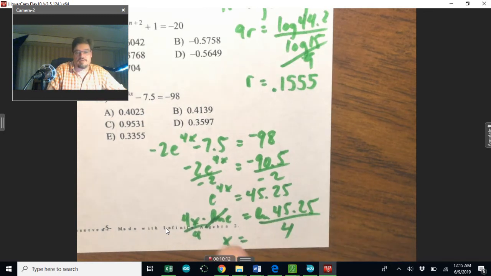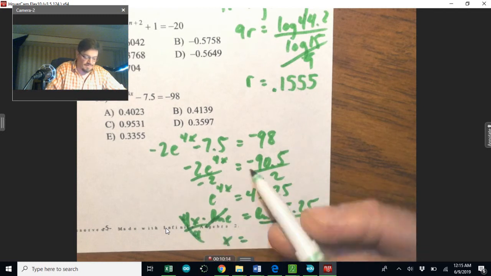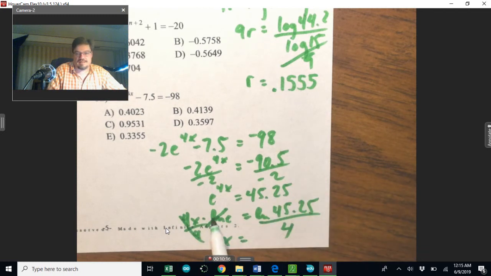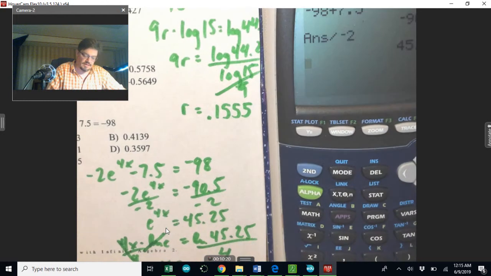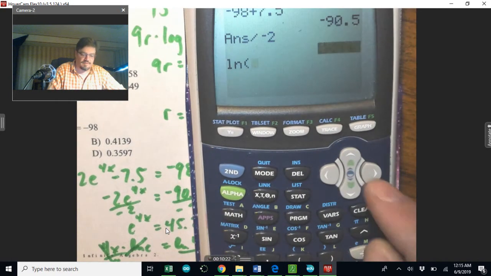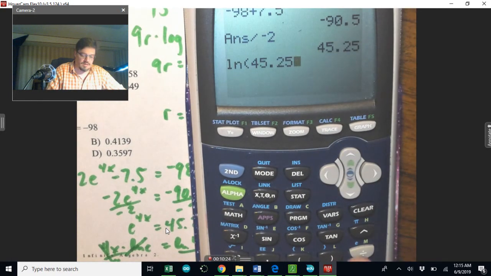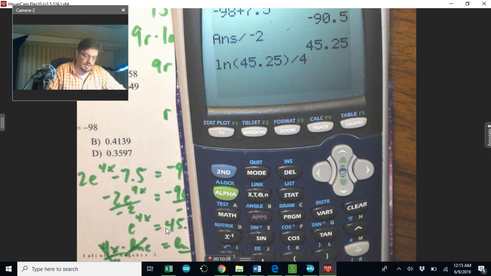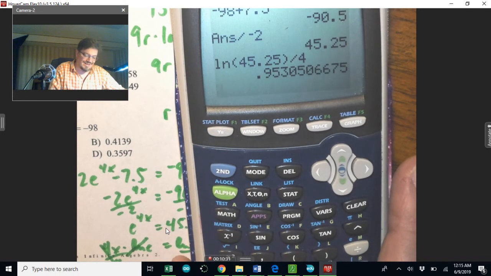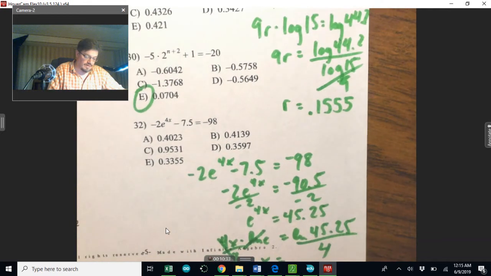Okay? So now I'll get x by itself. The ln of e is just 1, so that is not subtraction, that is multiplication. So I'm just going to take the natural log of the guy up here, copy, then I will divide by 4, and I'm all set. 0.9531. 0.9531 is C. Okay?